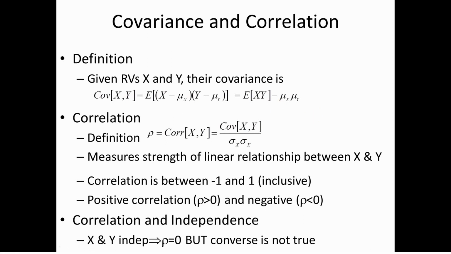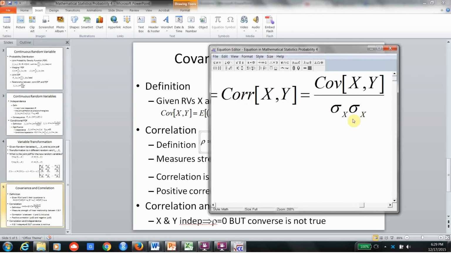Why do we care about the covariance? Well, we need it to calculate the correlation. So the correlation between x and y, which we normally denote by rho, is the covariance which is scaled by, and this should actually be the standard deviation for each of the variables. That's x and y. Sorry about that.